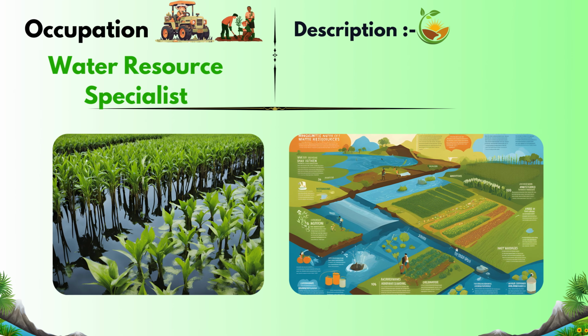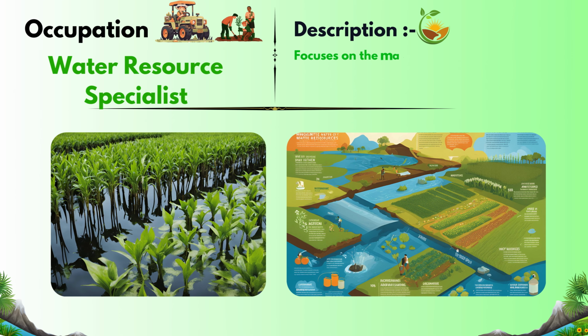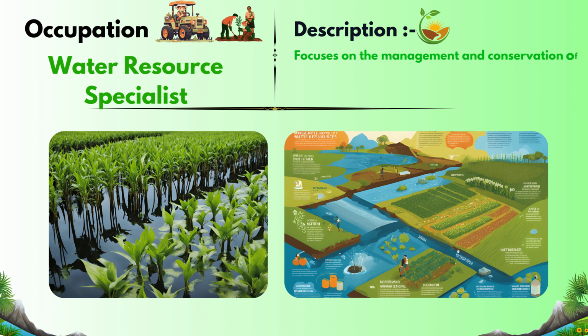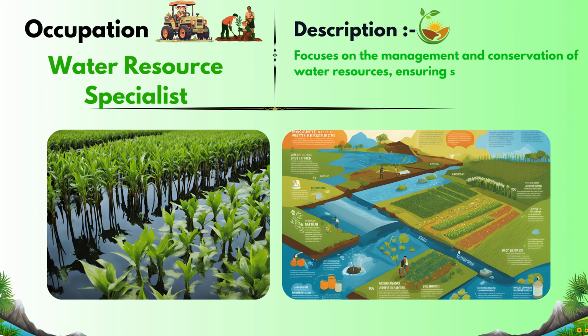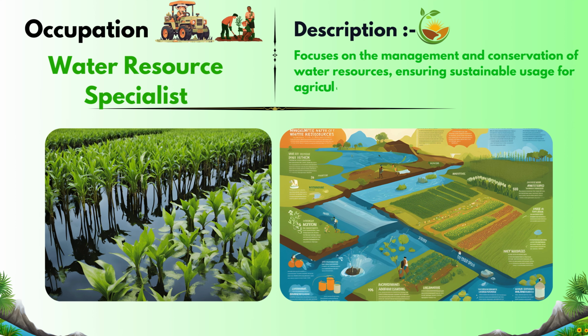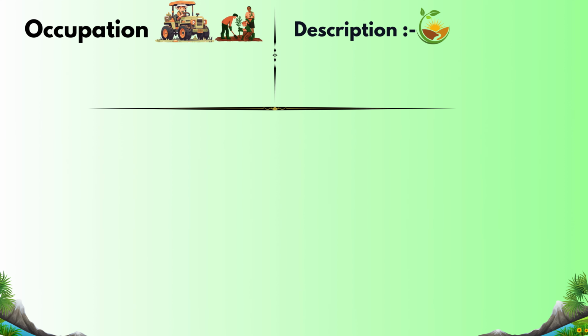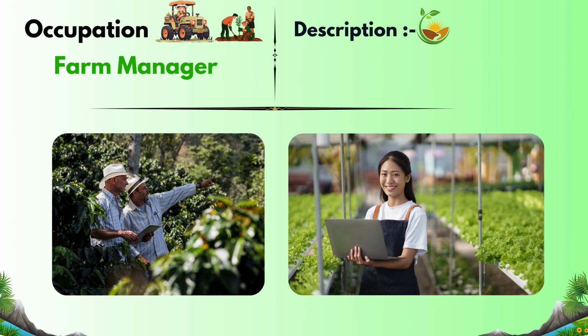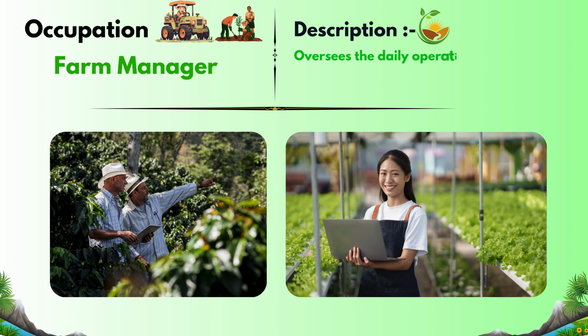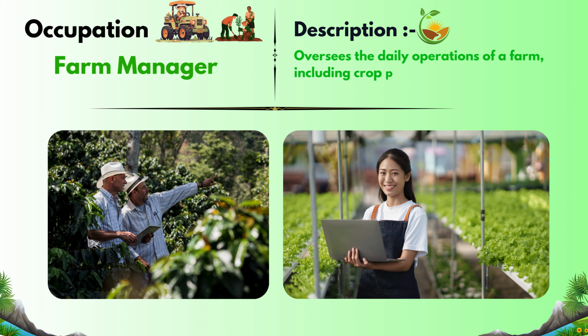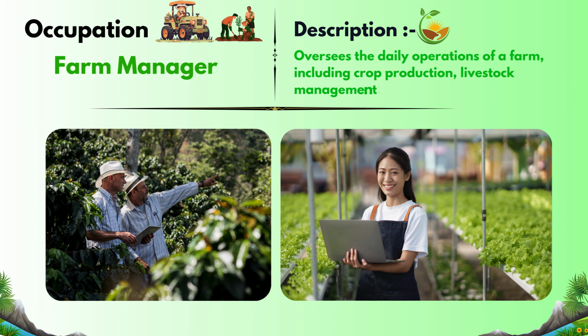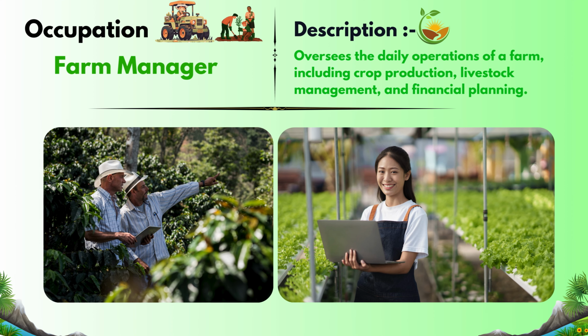Water resource specialist. Focuses on the management and conservation of water resources, ensuring sustainable usage for agriculture and other needs. Farm manager. Oversees the daily operations of a farm, including crop production, livestock management, and financial planning.